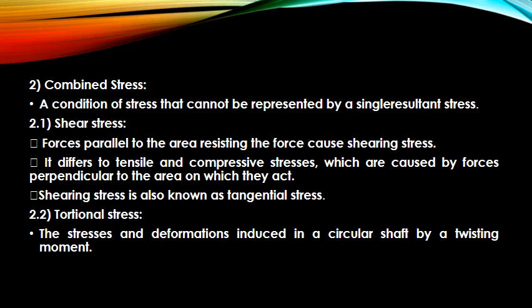Now, a condition of stress that cannot be represented by a single resultant stress, meaning whenever the stress is applied on any surface, it cannot be represented as a single stress, like a number of people standing in a row. That stress cannot be taken as a single stress, and that stress is known as the combined stress. In the combined stress there are two types: one is the shear stress and the second is the torsional stress.